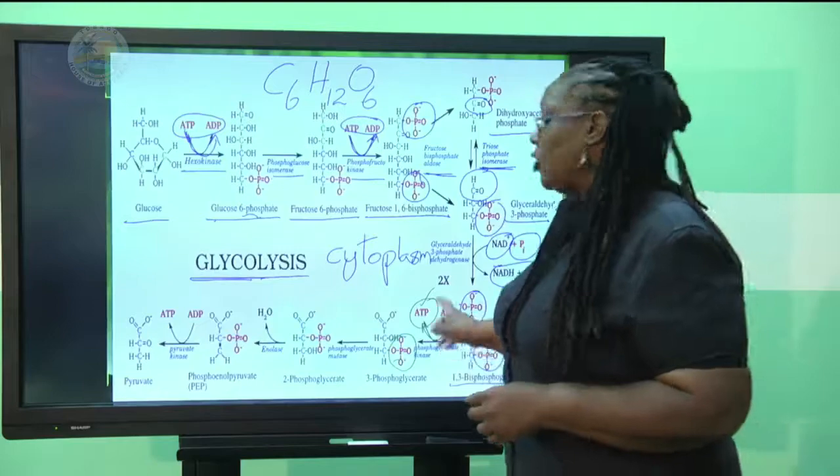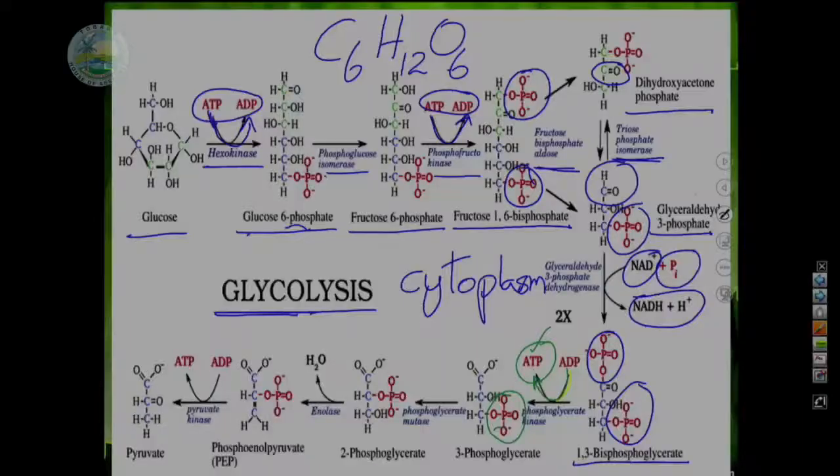Again, because it's two molecules of glyceraldehyde triphosphate, you have to multiply this by two. So we have two being produced here, and then later on, we have another two here, before we make the final product of the process of glycolysis, which is called pyruvate. Of course, because we started off with two glyceraldehydes, we will produce two pyruvate molecules. So we're multiplying that by two.